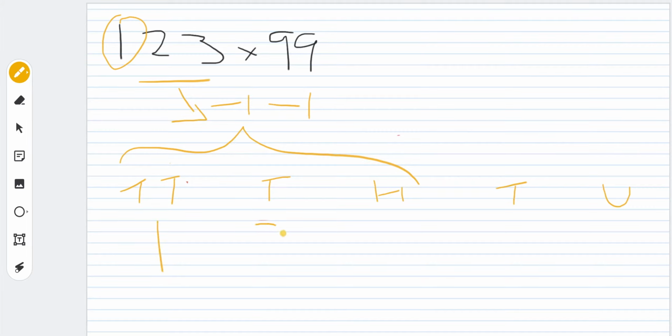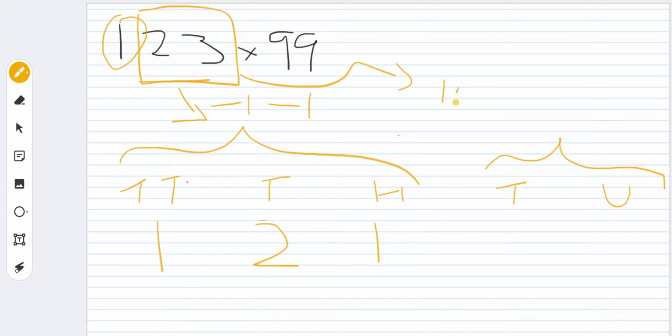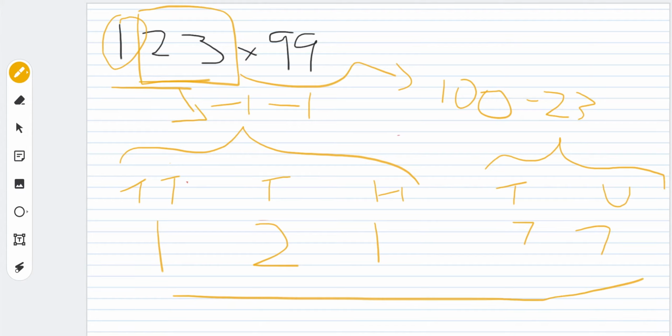That's 121. What we do for the tens and units is we get this number and take it away from 100, like we did for the 2-digit numbers. So that answer will be 77. And here we go. Not too difficult, as you can see. 123 multiplied by 99 gives you 12,177. Alright, so let's go with a harder example.